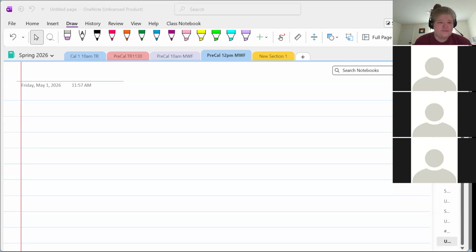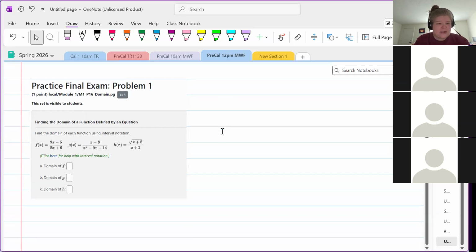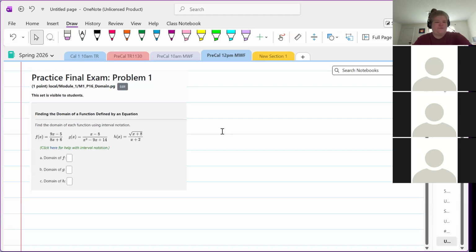Sure. So number one is a nice little classic domain question. You're not going to have all three of the functions on the test. It's just going to be one function, the more complicated of them. But when you're looking to answer this for WebWork, we've got to answer all three.